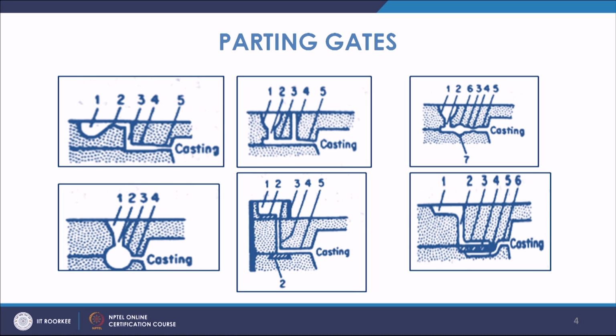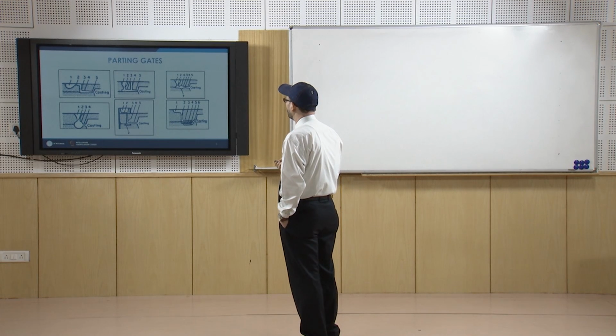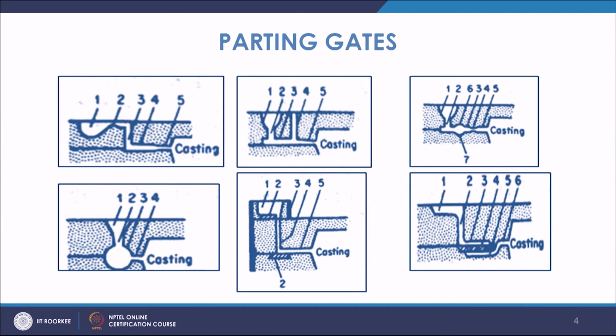3 is the sprue, 4 is the runner and 5 is the gate, and from here it is entering into the casting. As we see, you have a casting, this is the parting line of the casting, this is the top box, that is the cope, and this is the drag portion. So, this is how you have the mechanism to filter out the dirt or inclusions in such cases.